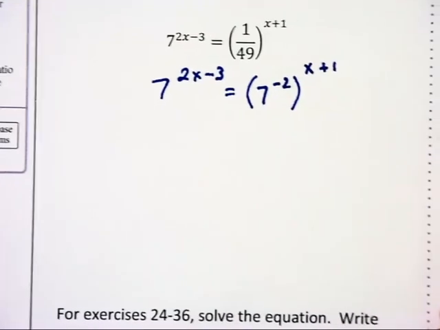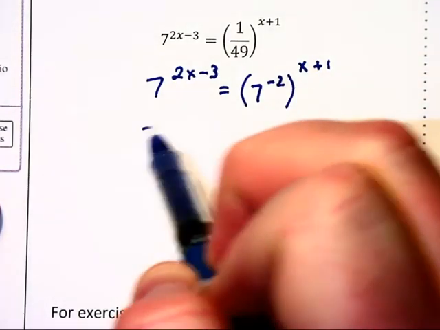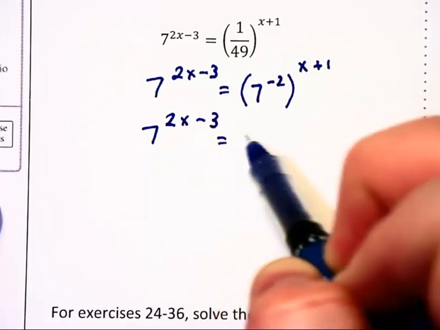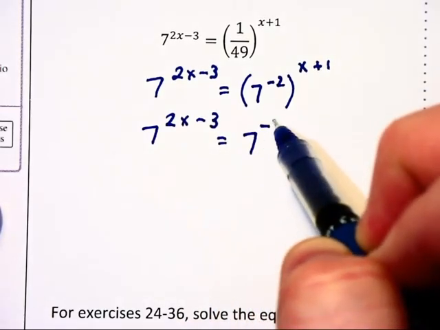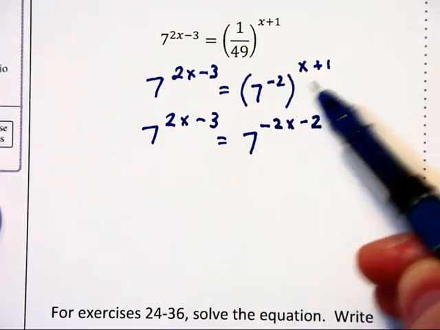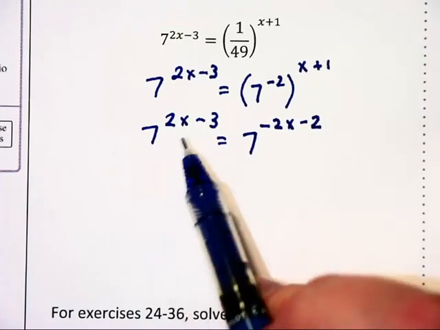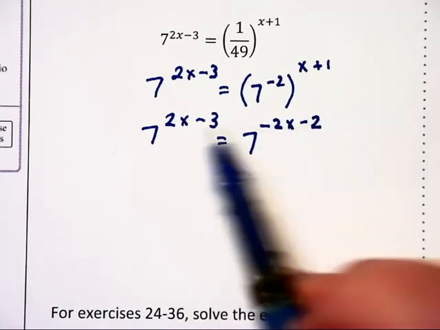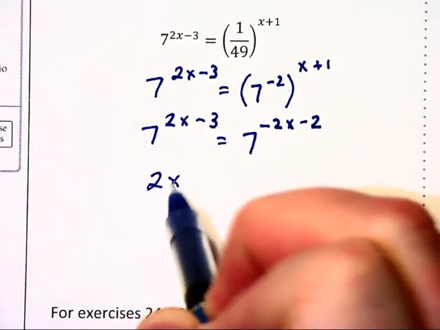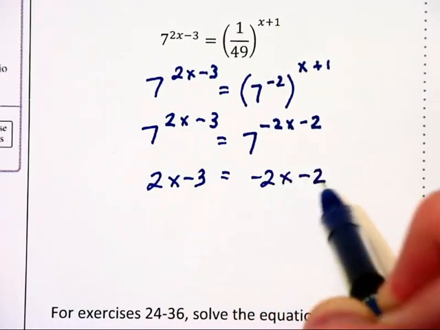Now when you have a power raised again to a power, you're going to multiply exponents. So the left side remains the same, 7 to the 2x minus 3 power equals 7 to the negative 2x minus second power when you multiply those exponents. Now again, we have 7 to the something equals 7 to the something, so those two somethings must be equal to each other. 2x minus 3 is equal to negative 2x minus 2.